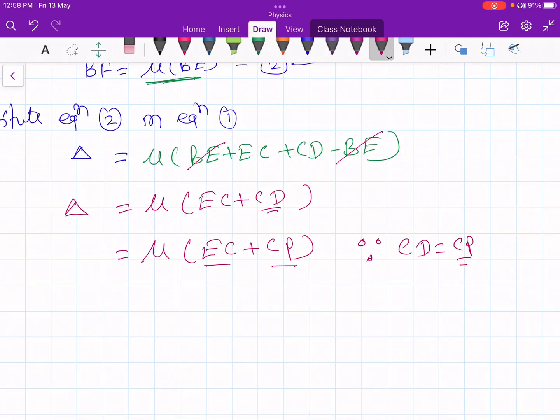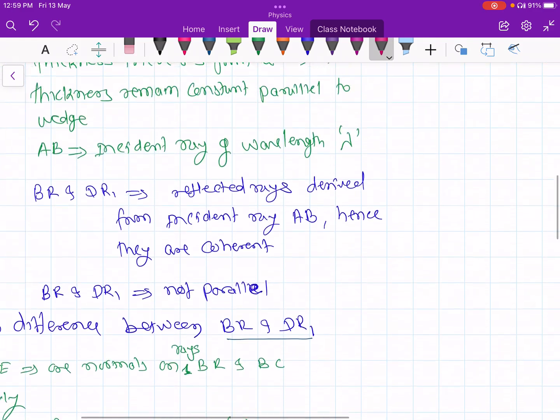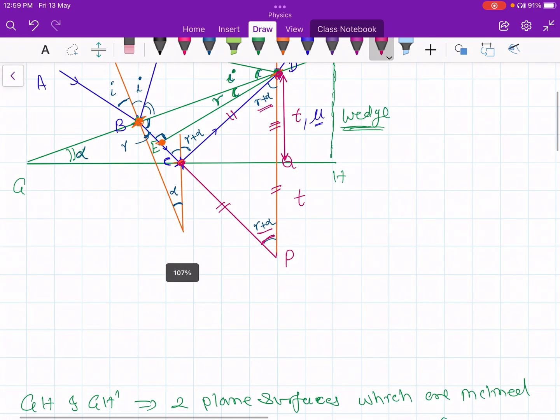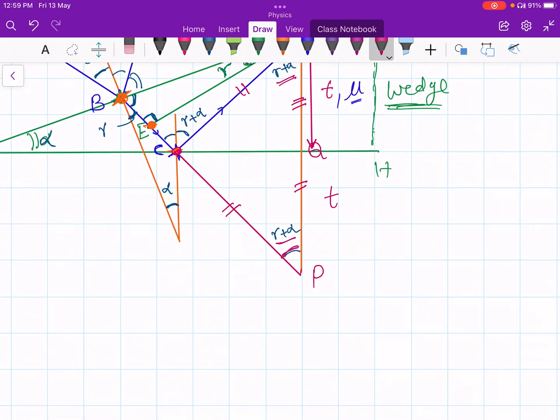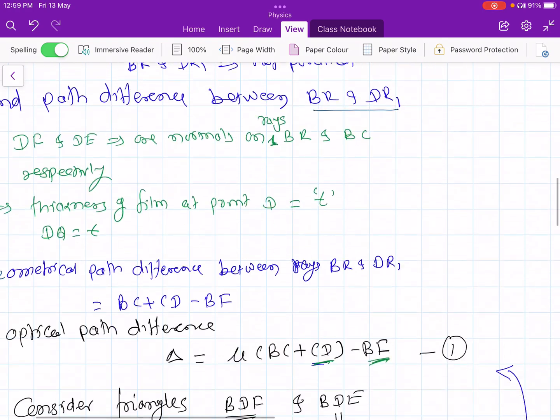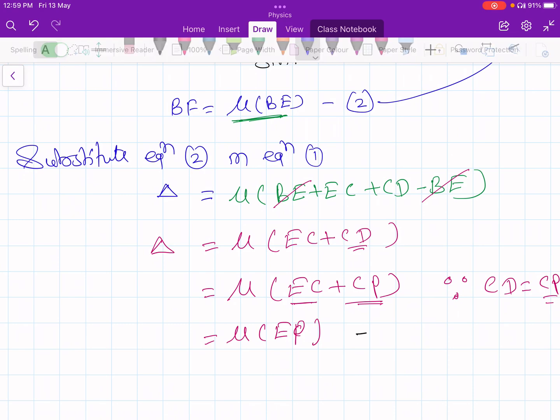And then this EC plus CP, I can write as EP. EC plus CP is EP. See the diagram. Let me highlight it. This is my E, this is C over here, and this is P. So EC plus CP equals EP. Directly I can write EP. And this is my equation 3.